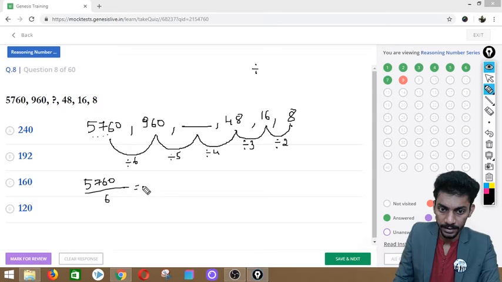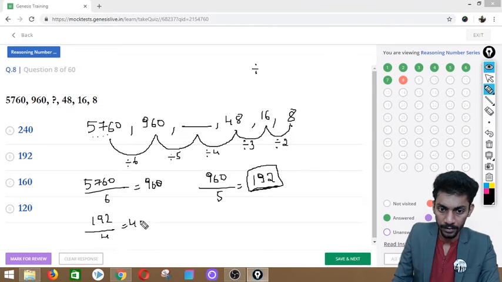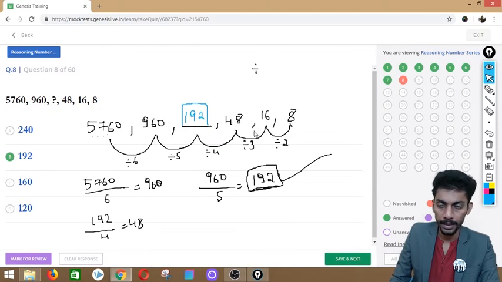5760 divided by 6 is nothing but 960. Okay? 960. So 960 divided by 5. How much is 960 divided by 5? 1 times, 4 gets carried, 9 times, 1 gets carried, and 2 times. Okay. So 192 should be the answer. We just cross verify. 192 divided by 4 is nothing but 48. So 192 is correct. So remember, when a huge number decreases to a small number, that means there is division happening. So it is divided by 6, 5, 4, 3, 2. That's it. So the answer is 192. That is option B. Mark it and go for the next question.